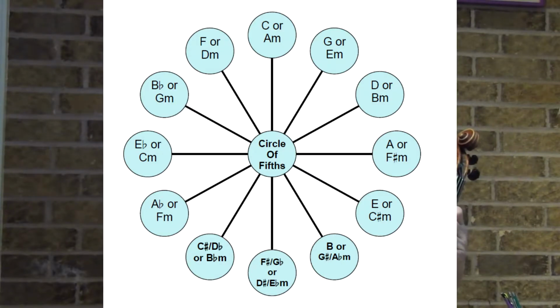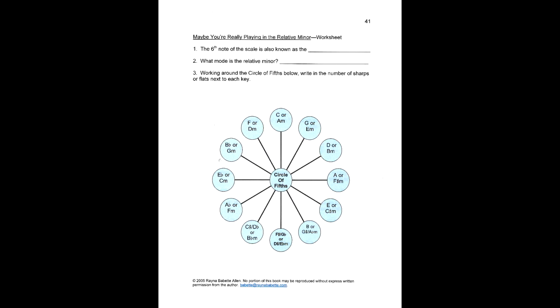Now here we have a graphic of our circle of fifths, only this time with each major key it's also showing its relative minor. Okay, now let's look at our worksheet.